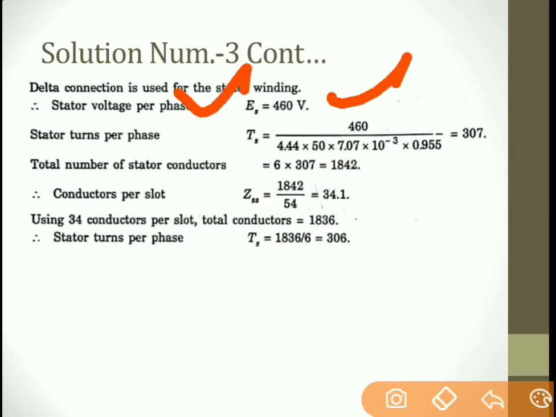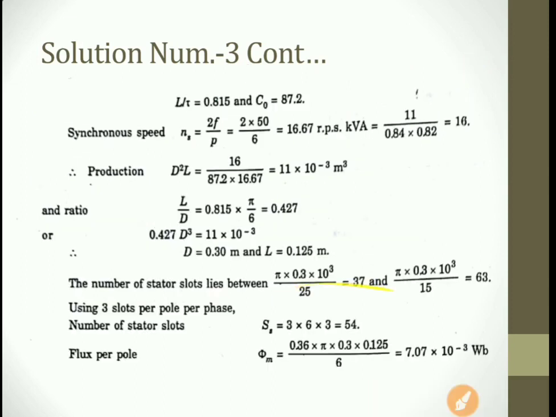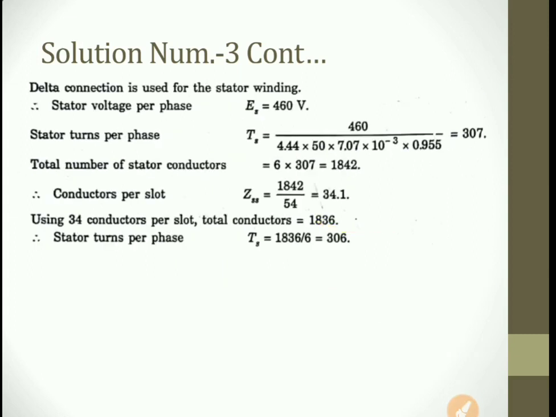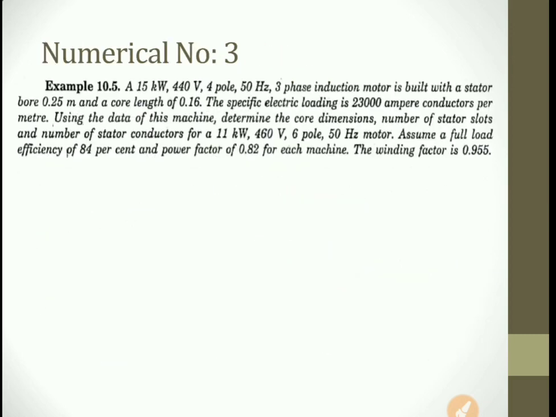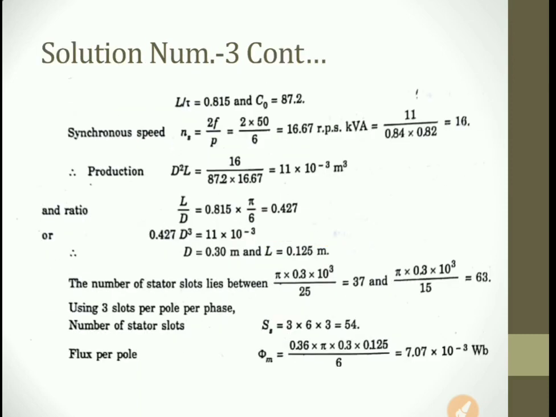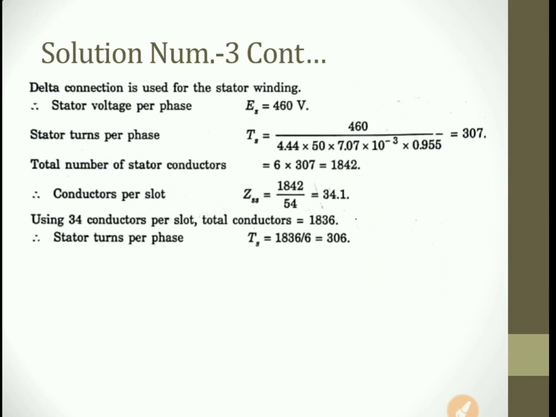The number of turns is calculated from the output equation, from the EMF equation. From the EMF equation of a 3-phase induction motor, the number of turns is calculated as ES divided by 4.44 into F into phi m. Just now we have calculated the value of flux per pole, that is 7.07 into 10 raised to minus 3. Further, 0.955 is another value which is given in the problem, that is the winding factor Kw, right? Hence TS is 307 we have got. These are the stator turns per phase.